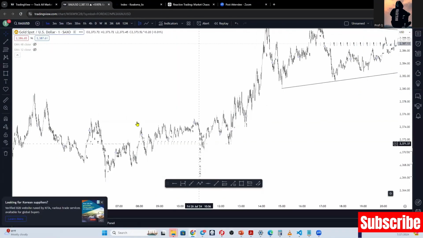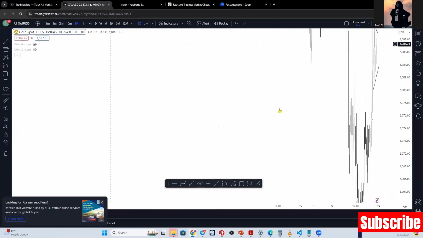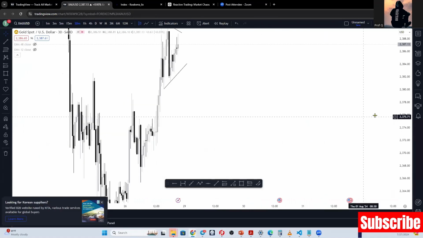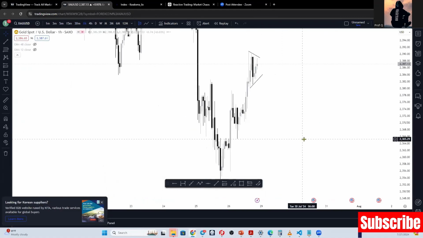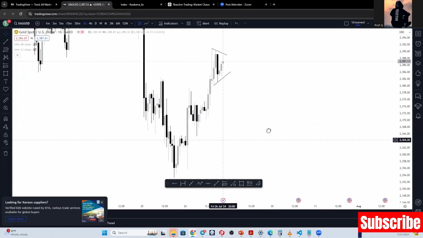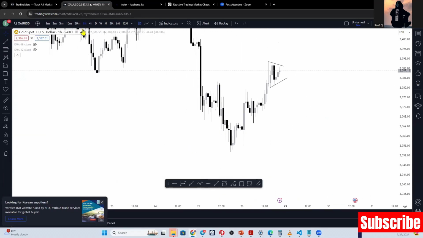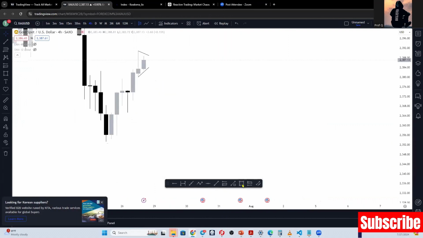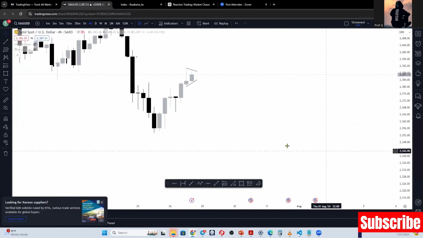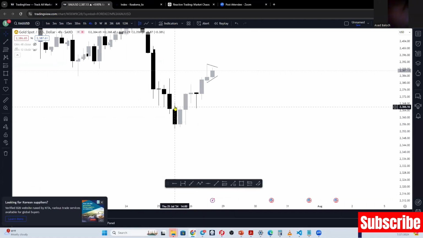Sometimes too, when you wait on the M30, you have an early entry, and at the end of the day you see that the H1 has formed the EF. Then you know that, okay, now we have the EF, so I can confirm that my direction and my trade is good to go. So from H4, you went to M30, then you came to M5.